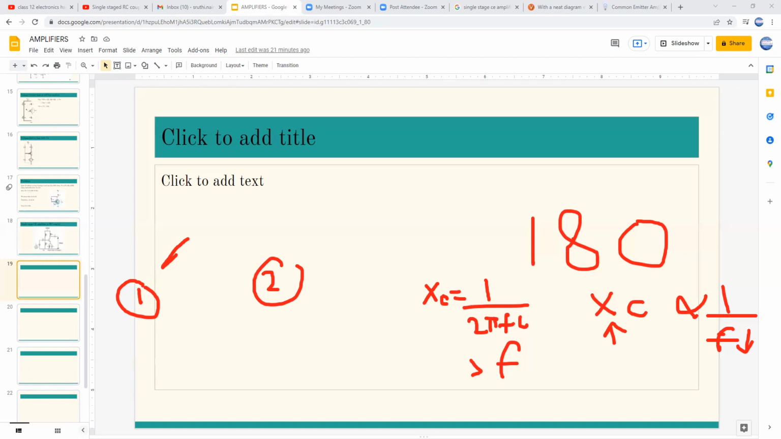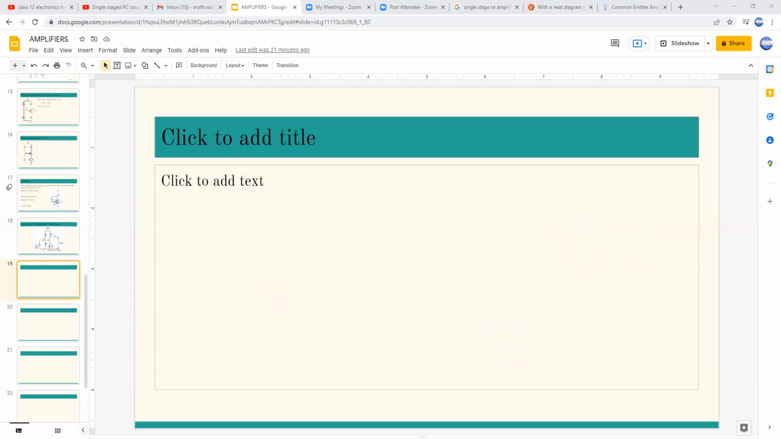Now let us see what happens in the third region, the high frequency region. During this high frequency region, beta also depends on frequency, and beta decreases at high frequencies. Therefore, the voltage gain again decreases. So this is the frequency response of the CE amplifier or RC coupled amplifier. If the question is asked to explain, you will draw this and you will explain the three regions.